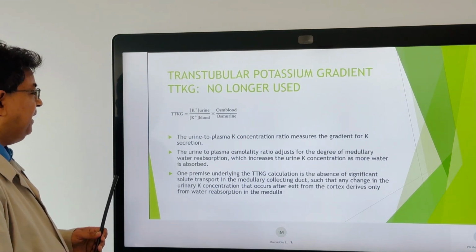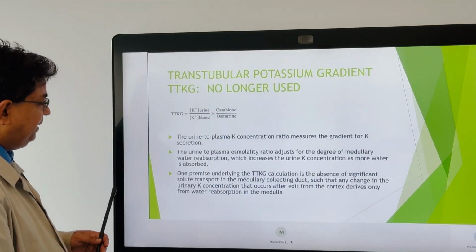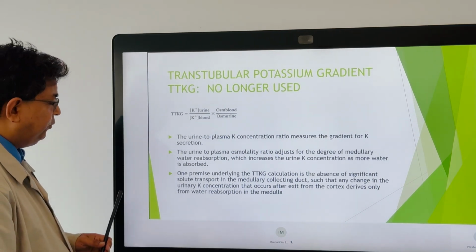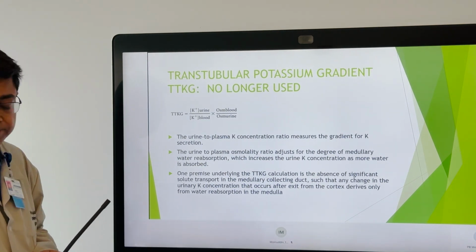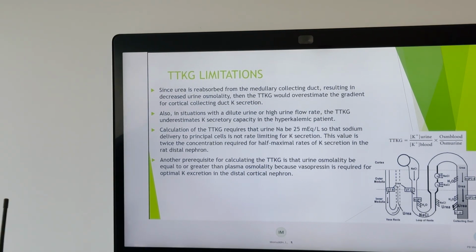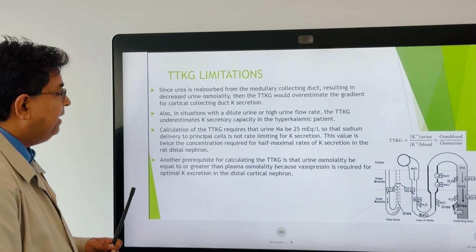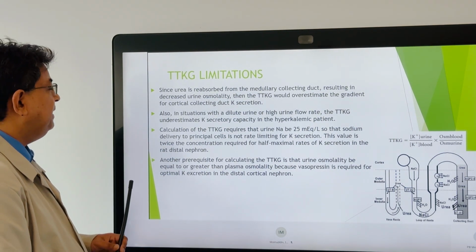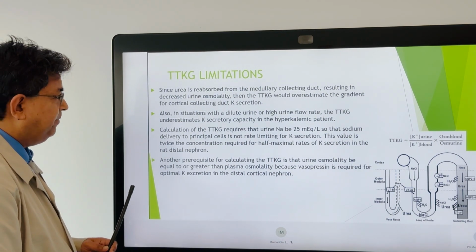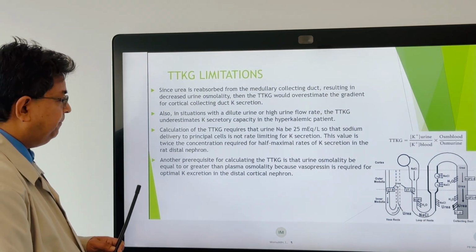Therefore, the transtubular potassium gradient accounts for the urine to plasma potassium concentration ratio and the urine to plasma osmolality ratio. Subsequently, it was shown that urea is reabsorbed from the medullary collecting duct, resulting in decreased urine osmolality. Thus, the transtubular potassium gradient would overestimate the gradient for cortical collecting duct potassium secretion.